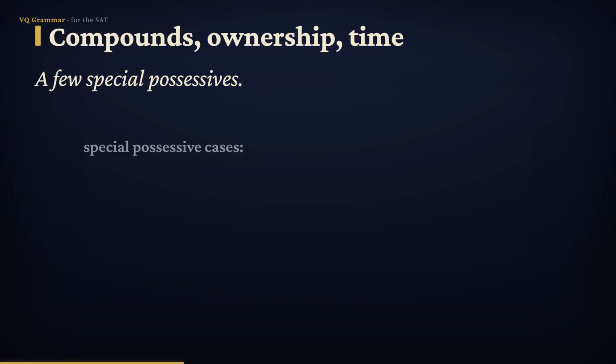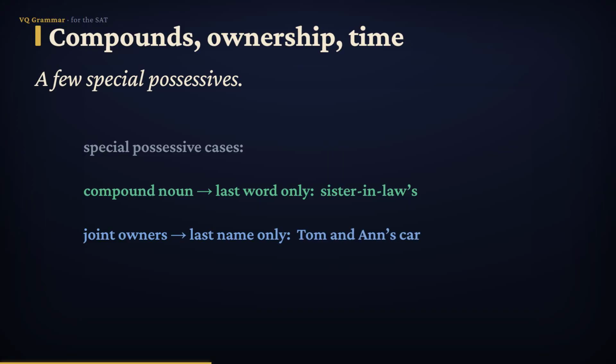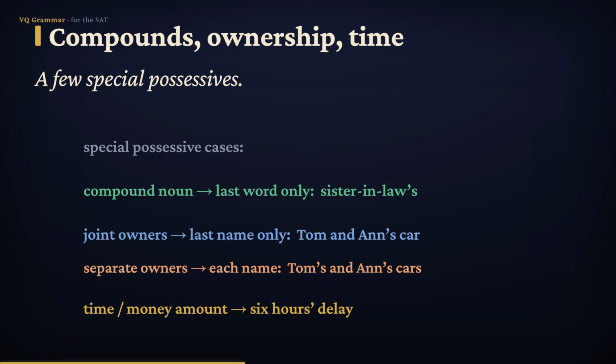A few special cases. For a compound noun, make only the last word possessive: sister-in-law's, not sister's-in-law. For joint ownership, when two people own one thing, put the apostrophe on the last name only: Tom and Ann's car. But for separate ownership, when each owns their own, make each name possessive: Tom's and Ann's cars. And use the possessive for an amount of money or time that modifies a noun: six hours' delay, two weeks' pay. Those amounts take an apostrophe, just like an owner would.